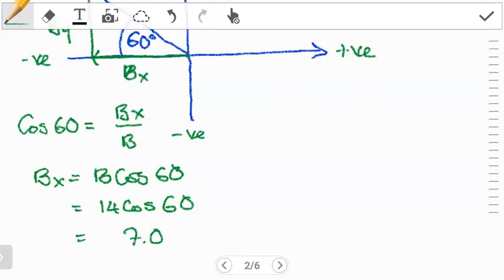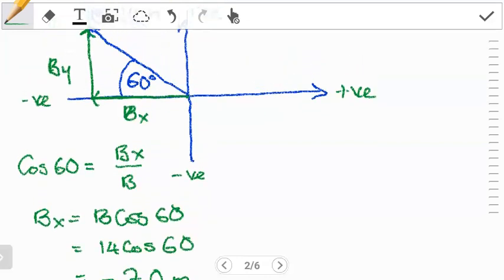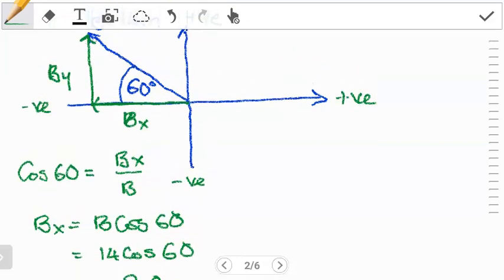But again, we're saying since Bx is pointing to the left, this is expected to be negative 7. So this is what we expect, since it is pointing to the left. Now, how about the y component? Well, the y component is pointing up, so we don't have to bring in any negatives here. It's already pointing in the positive direction. But it is opposite to the angle, so we're going to use sine there.